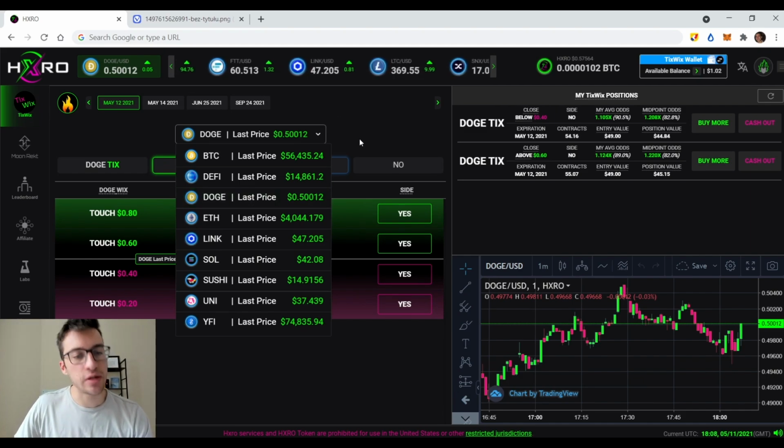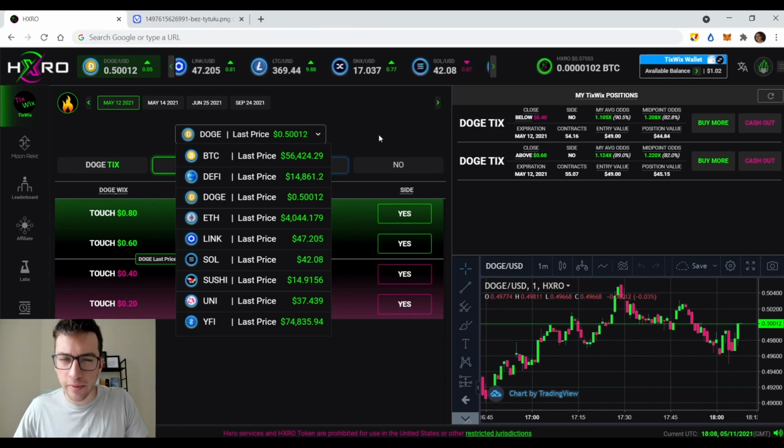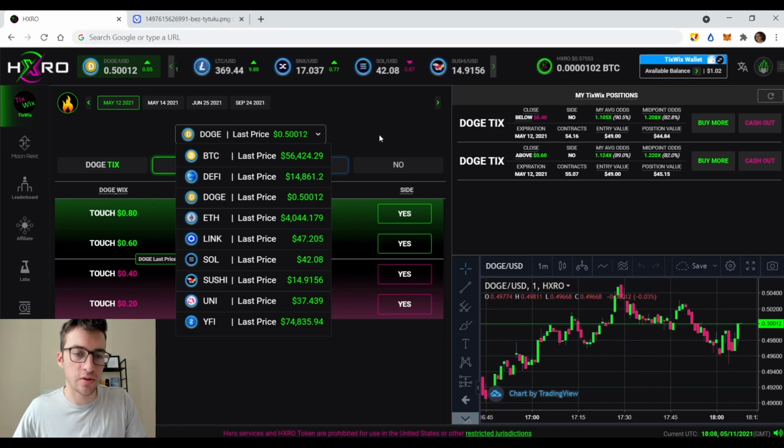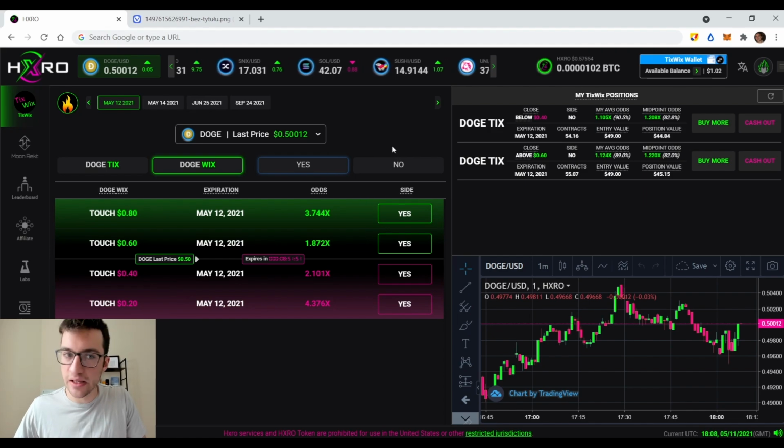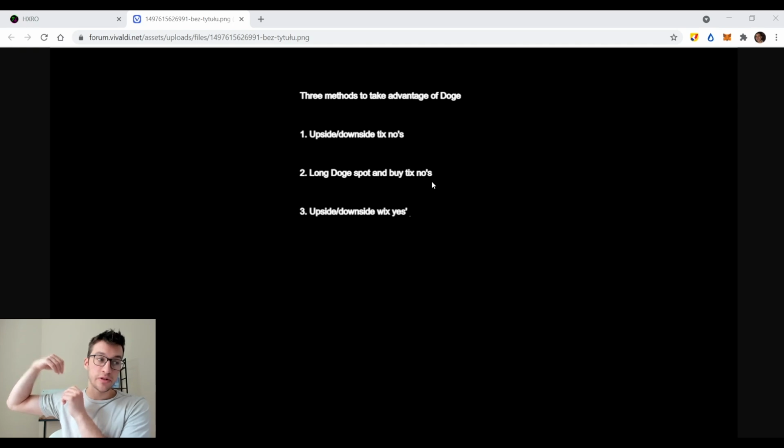So there are a lot of things that we can do on Doge that I think are quite profitable. In ranking them, like what's the best thing to do versus what's probably not the best thing to do, here's how it would go. I would say that the most dominant or the best strategy is, when volatility is pretty high, buying Doge at spot and then buying ticks no's. Buying ticks no's that are higher. So like price will not close above 60 cents, price will not close above 80 cents. I think that's a pretty dominant strategy.